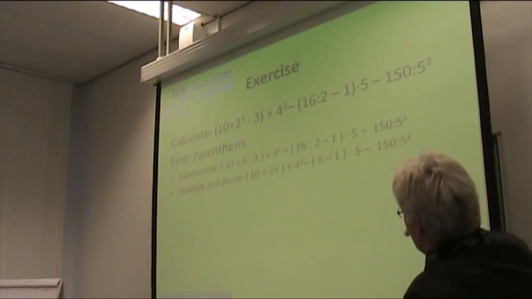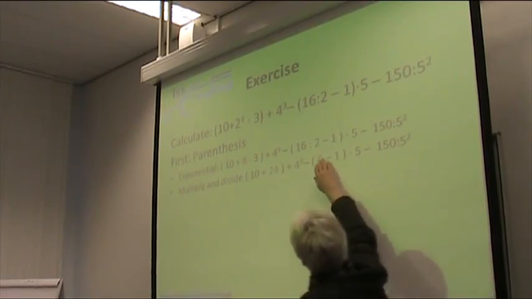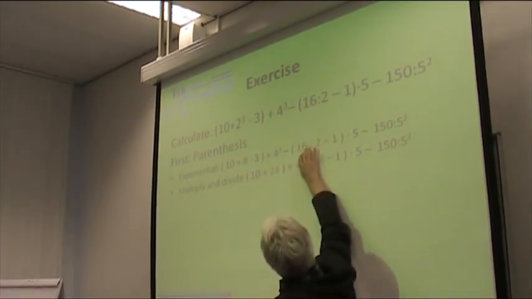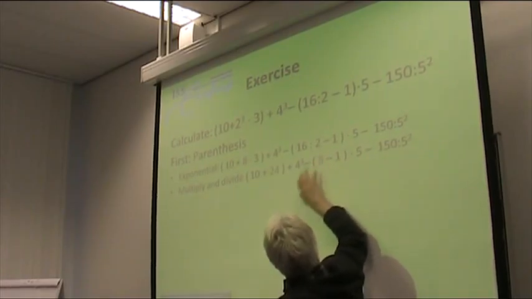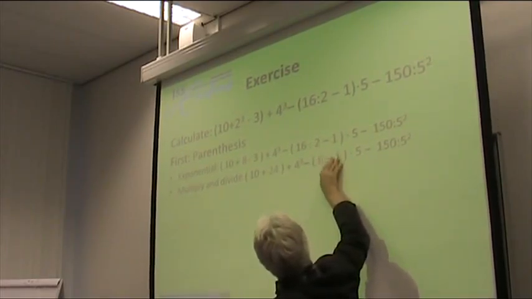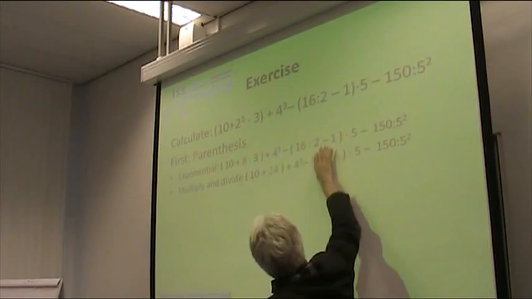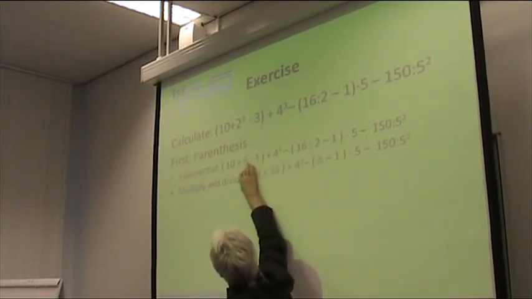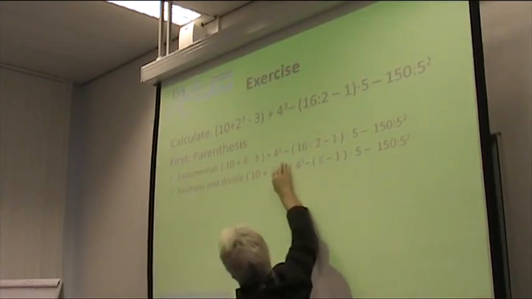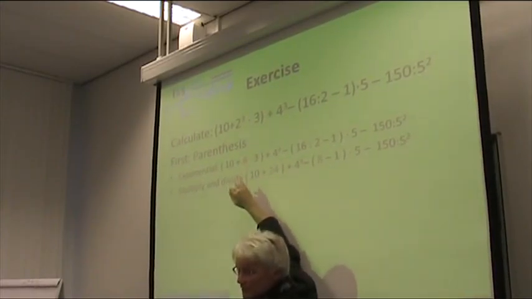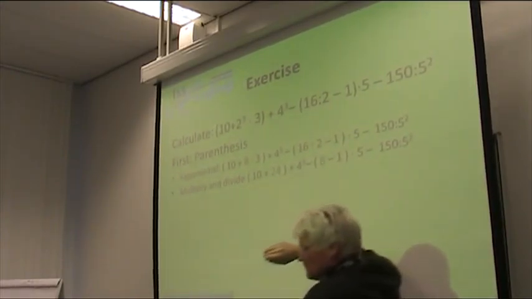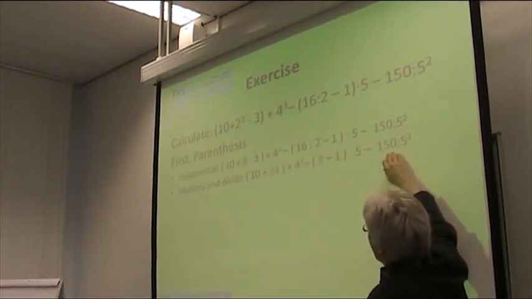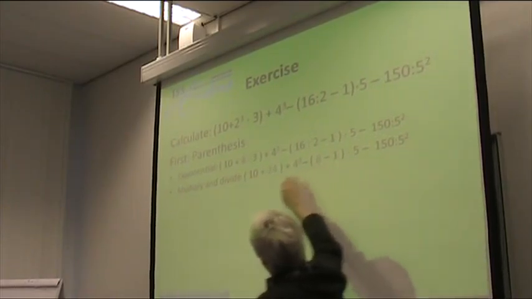So now multiply and divide. That's over here. 16 divided by 2. It's 8. I'm not doing anything here with the minus 1 because that's subtracting. Over here I have 8 times 3. That's something which I do, right? That's my next step, 24. I also still have this over here. And I'm working within the brackets.